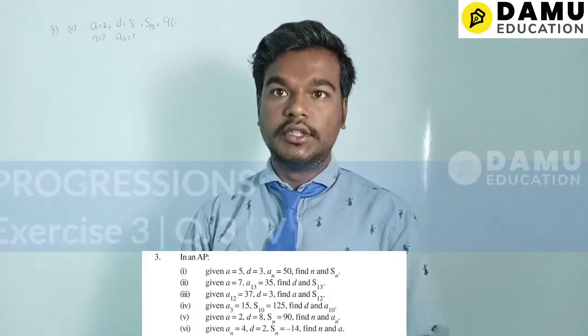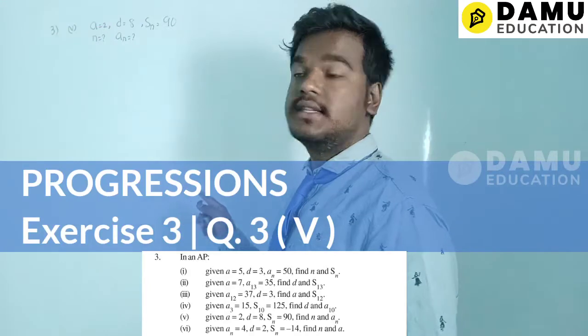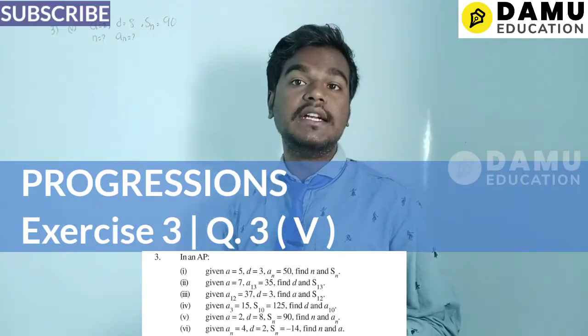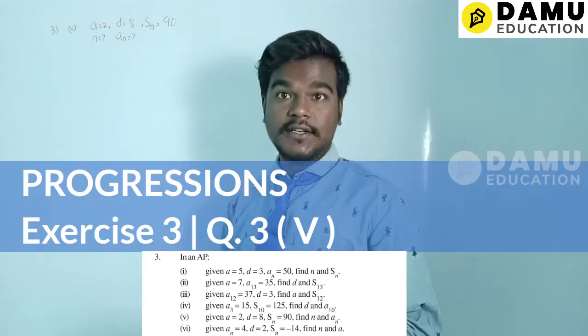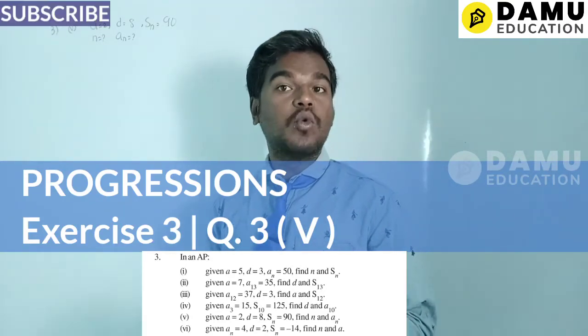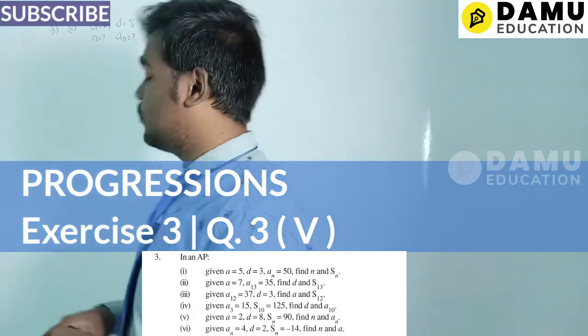We are continuing our third question, fifth one. What is given here is a equals 2 and d equals 8 and the sum of n terms is 90. Now we have to find the nth term and how many terms there are, n. So let's write what is given here.